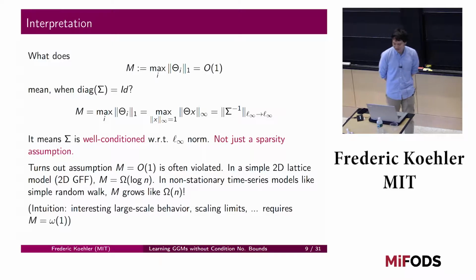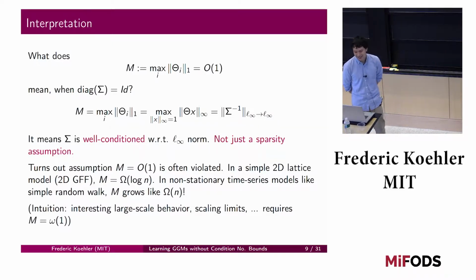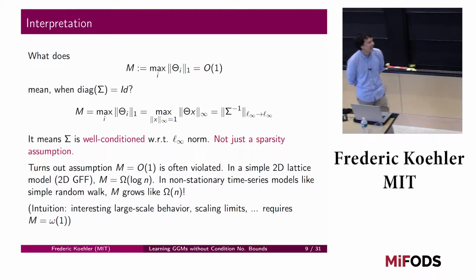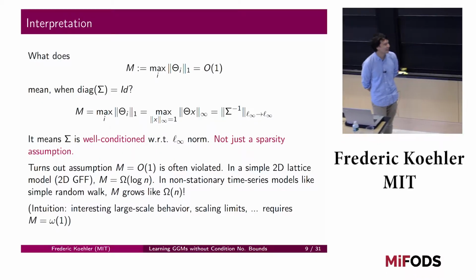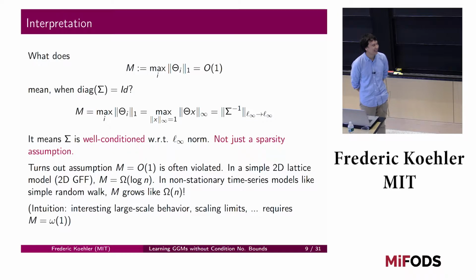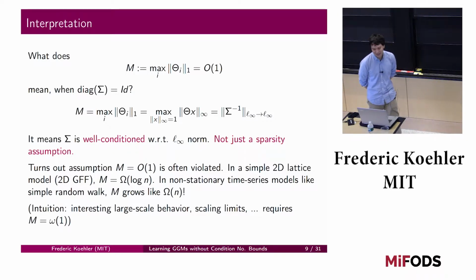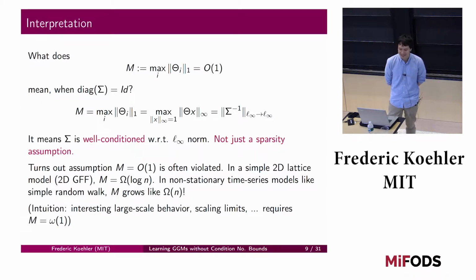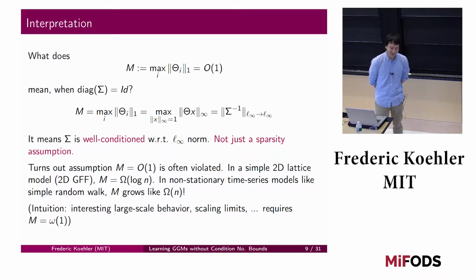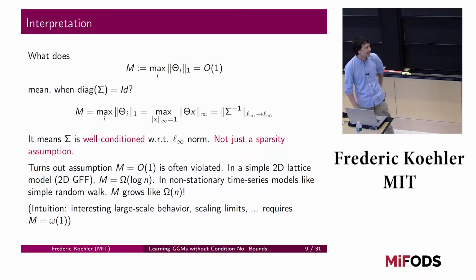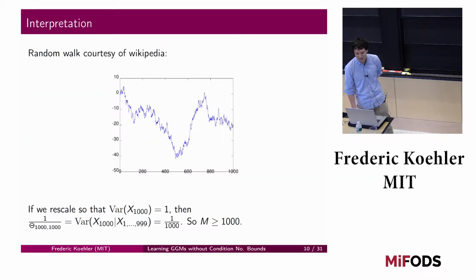For example, there's a model of a Gaussian process on a 2D lattice called a 2D discrete Gaussian free field. In this case, you can just compute that m grows like log n. So already you are paying log squared n samples. And then, as I'm going to show on the next slide, if you look at a model that looks kind of like a non-stationary time series, then m would grow polynomially in n. Maybe there's an intuition that if you want to have interesting large-scale behavior, you probably want m to be big omega of 1.